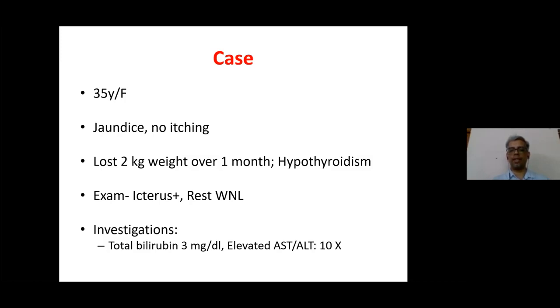As the first investigation, she underwent a liver function test, which showed a bilirubin of 3 mg/dL. Liver enzymes were in the range of 10 times.